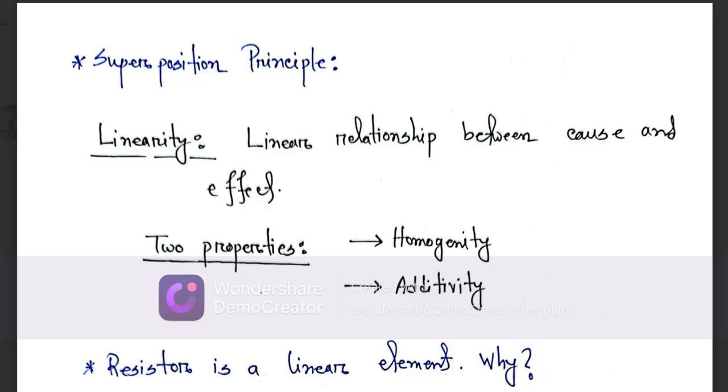So, before moving into the main topic, at first we need to know about linearity and what the properties of linearity are. Linearity simply refers to the linear relationship between the cause and effect, or the input and output. It has two properties. One is homogeneity and another one is additivity. An element which follows these two properties is called a linear element.